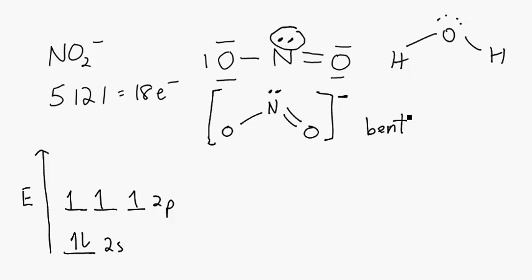As far as the hybridization goes, we can figure out the hybridization on the nitrogen just by looking at this. It's got 3 regions of electric charge: the single bond region, the double bond region, and the lone pairs. That's a region too. So 3 regions of electric charge correspond to sp2 hybridization.